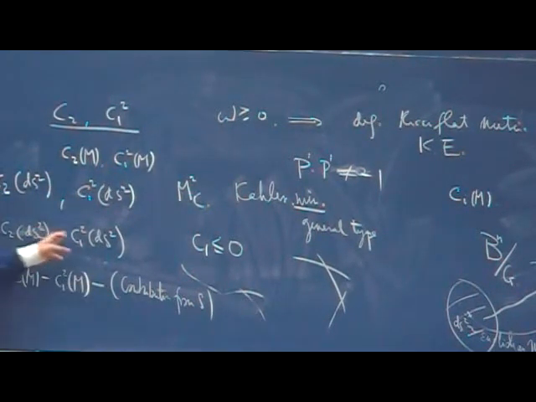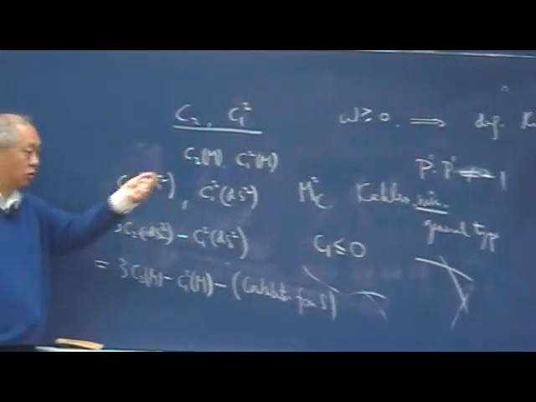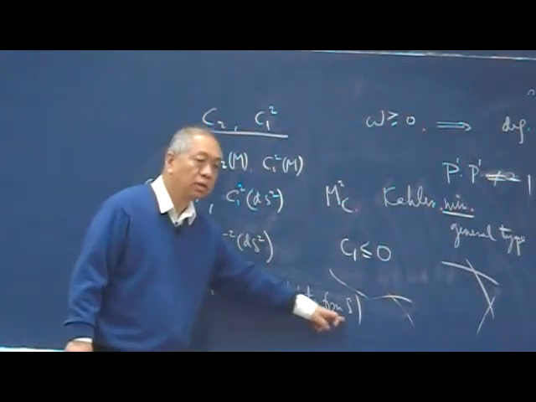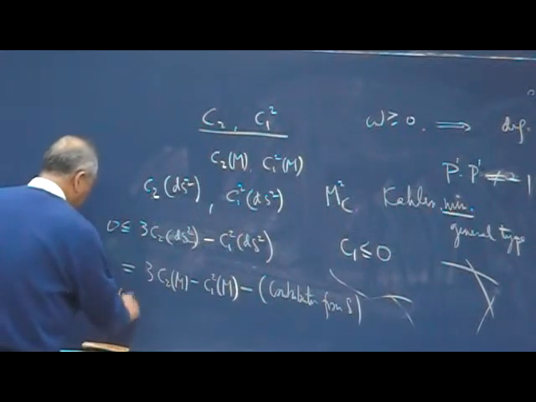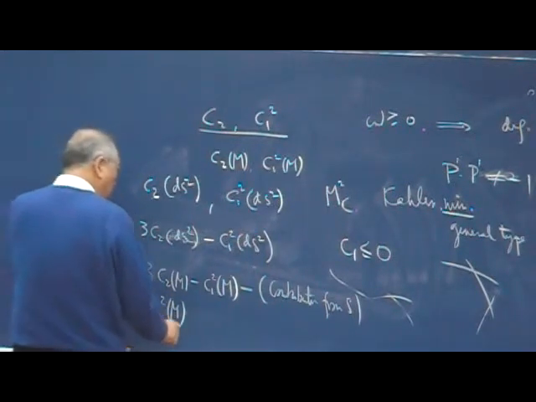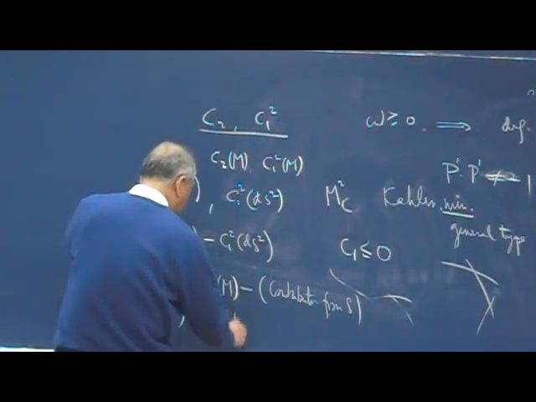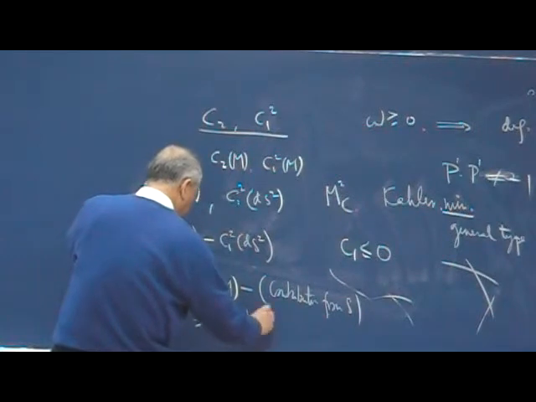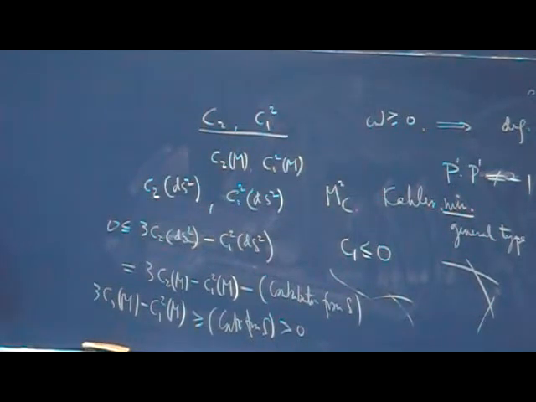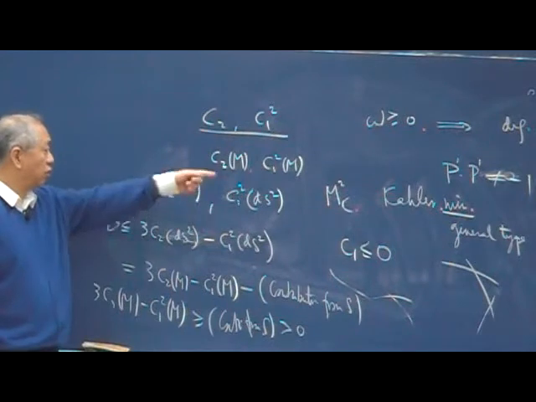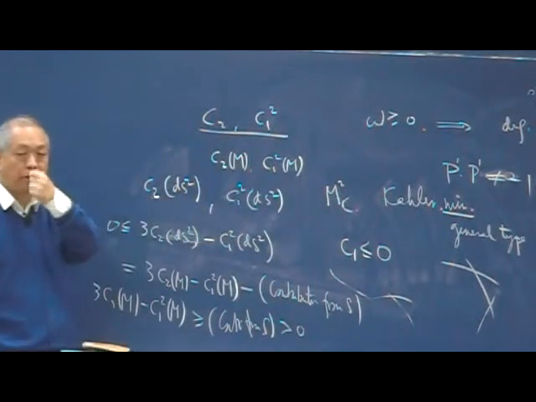You can calculate the residue. This metric is singular at S. You can calculate locally at those residues and get the contribution from S. This calculation turns out the contribution is positive. So as a result, 3C2 of M minus C1 squared of M is not only positive, but it's more than positive because there are positive contributions here, if S is nonempty. So 3C2 minus C1 squared of those measures is always strictly positive.